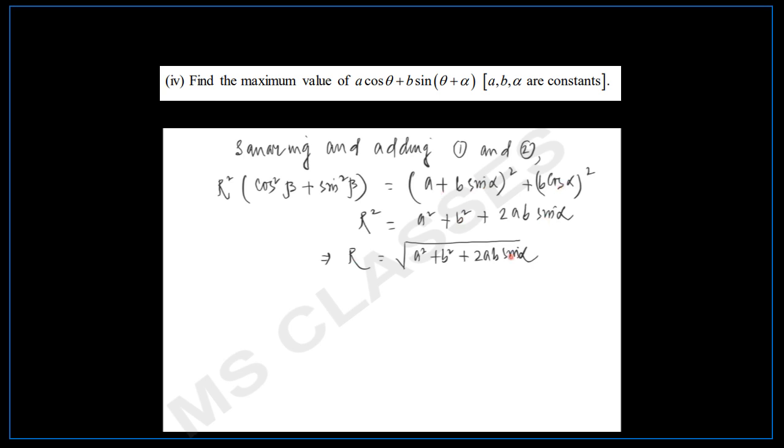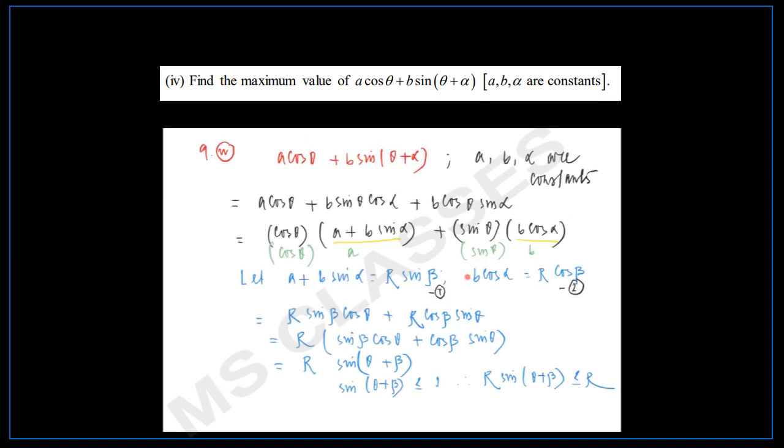So this is a slightly different technique which I have applied. Here I have taken this one as R sine beta, this one as R cos beta, and then squared and added to get R. And here I have put the value to get the maximum value of the expression, R. Done.